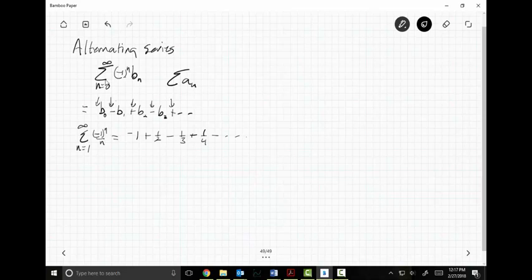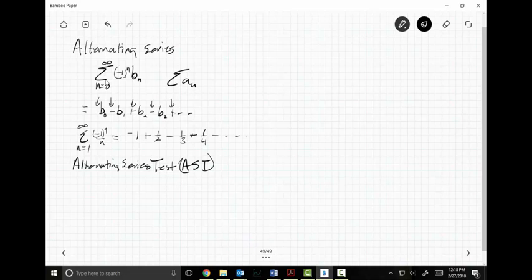Now, there's something called the alternating series test, or AST. It's so simple. That's the coolest thing about alternating series: they're really easy to deal with. They're elegant and they show up a lot. The alternating series test is really simple.